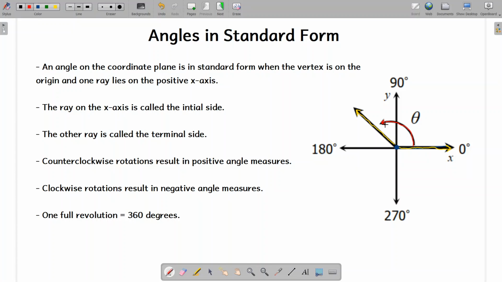Now, counterclockwise rotations are going to result in positive angle measurements, and clockwise rotations are going to result in negative angle measurements. So the one that you see on the screen here, this would be a positive angle measurement because we moved counterclockwise. And then you all know that if we make one full rotation, or one full revolution I should say, that's going to be a total of 360 degrees. So notice each axis is labeled here with some degree measurements. 0, if I went all the way around, this would also be my 360 degree mark.